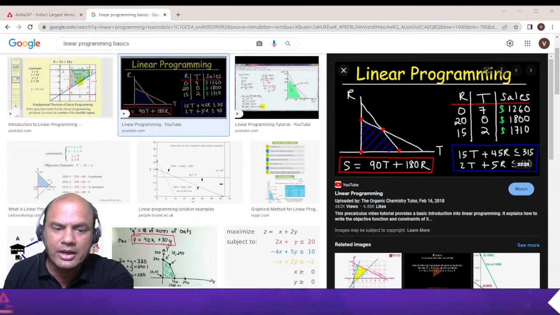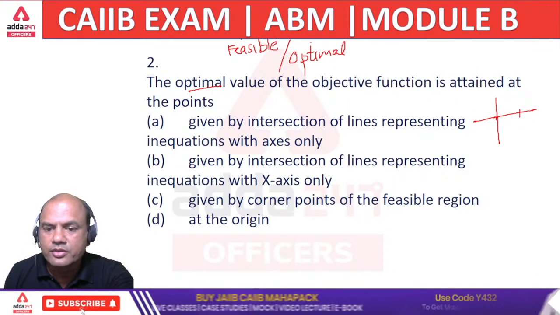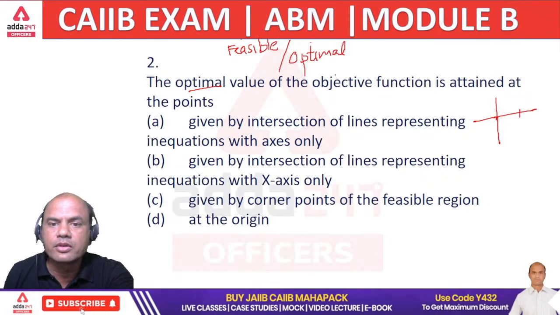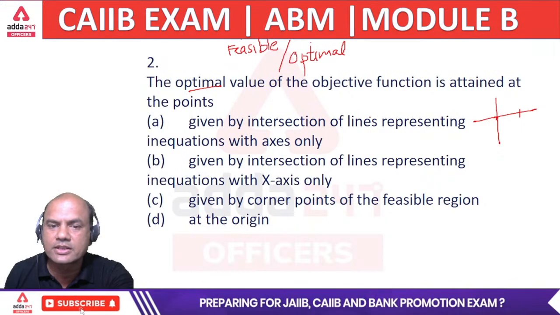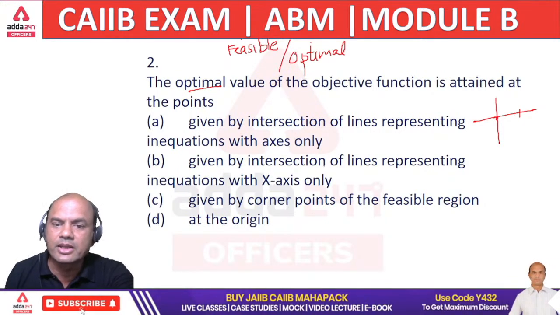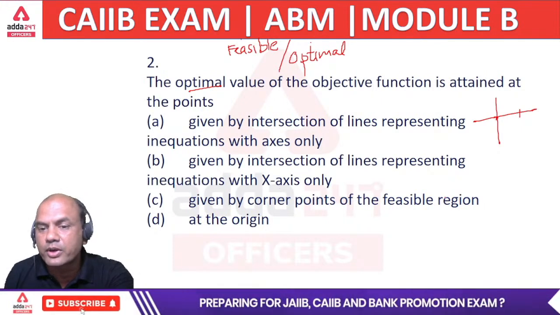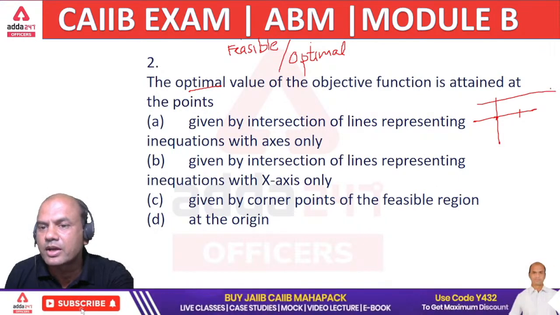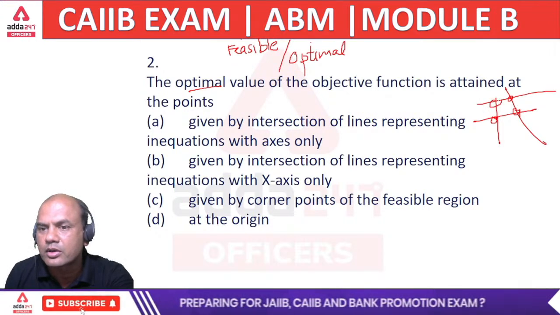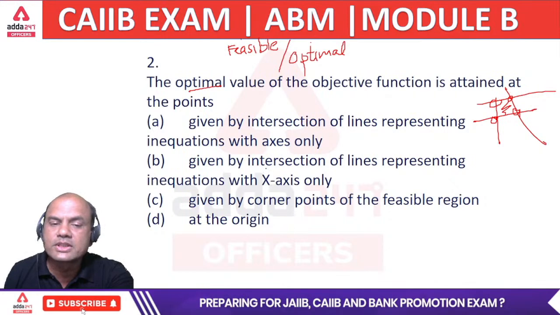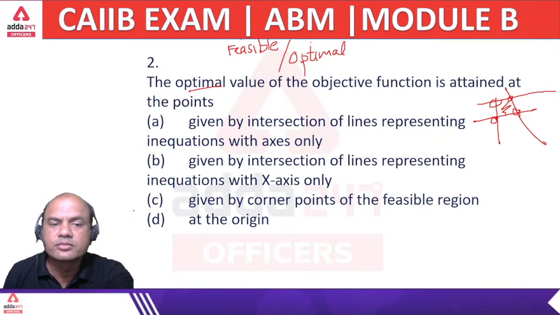So coming back to our question, the optimal value of the objective function is attained at: A, given by the intersection of the lines representing inequations with the axis; B, given by the intersection of the lines representing inequations with the x-axis only; C, given by the corner points of the feasible region. Here this is the feasible region, and this is a corner point, this is a corner point, this is a corner point. So which is the answer? Type A, B or C fast. Definitely not D.